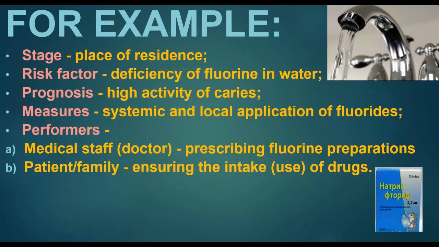For example, stage: place of residence. Risk factor: deficiency of fluorine in water. Prognosis: high activity of carriers. Measures: systematic and local application of fluorides. Performers, medical staff: doctor prescribing fluorine preparation. And the next performers, the patient and family, ensuring the intake and use of drugs.